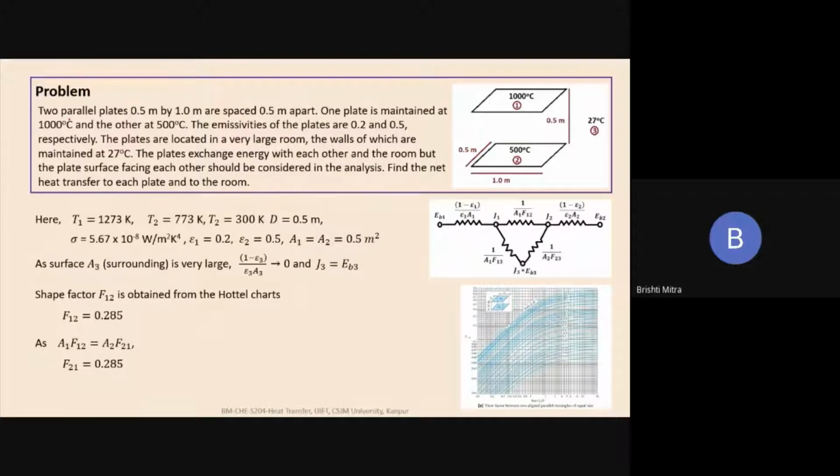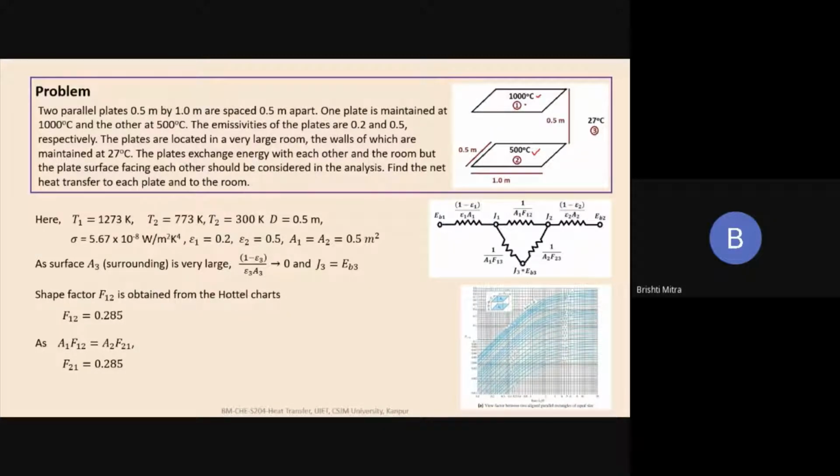There are two parallel plates, 0.5 meter by 1 meter, and they are spaced 0.5 meter apart. So this side is 0.5 meters, and this side is also 0.5 meters. The length is 1 meter for each of these plates, and the distance between these plates is 0.5 meter. One plate is maintained at 1000 degrees centigrade, and the other one is at 500 degrees centigrade. So the heat transfer will happen from the 1000 to the 500.